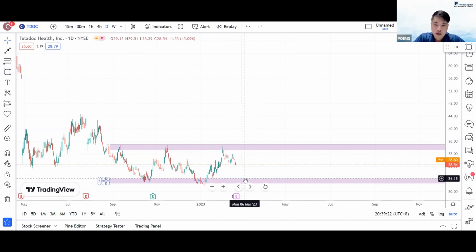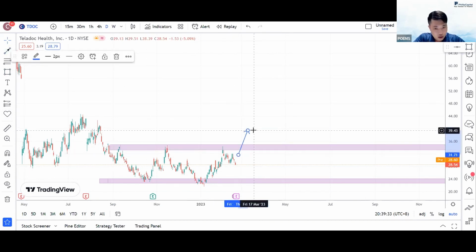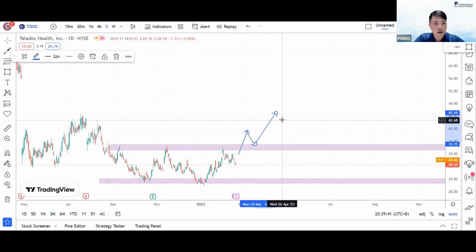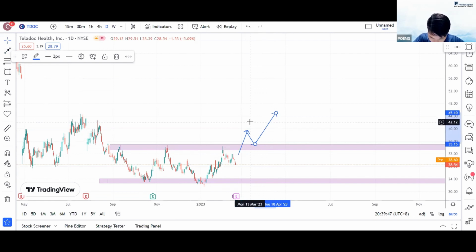So if you wish to have some gain for Teladoc Health, then either you wait for it to reach around 24 before making any decision, or you want it to break the 35, right? Like a strong break, come back down, then you may anticipate it to rebound back up again for Teladoc Health. Then next one would be GM, GameStop.